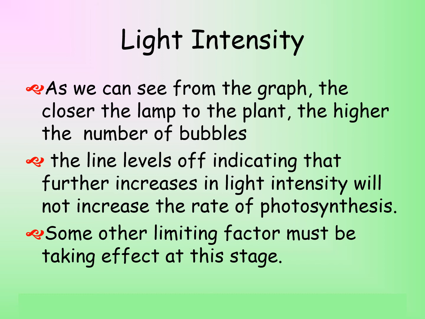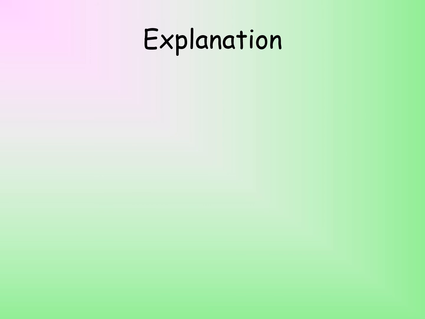So remember, if you're on the way up, it's what's on the x-axis. You look down, that's what's affecting the rate of photosynthesis. But when you're on the level, you've got to consider other factors that may affect the rate of photosynthesis. So what would the explanation for that be?